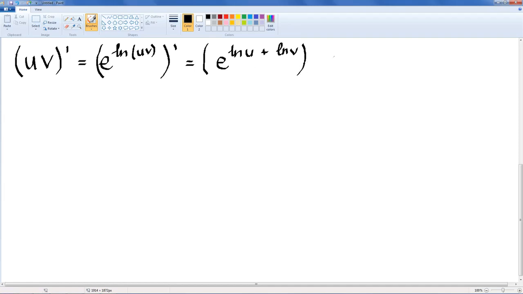So that prime, and now e to the something prime is equal to the original thing, and remember the original thing is actually just uv. So let's just write uv because it's the original thing, okay? Now times the derivative of ln u plus ln v, and that's going to be the derivative of that.